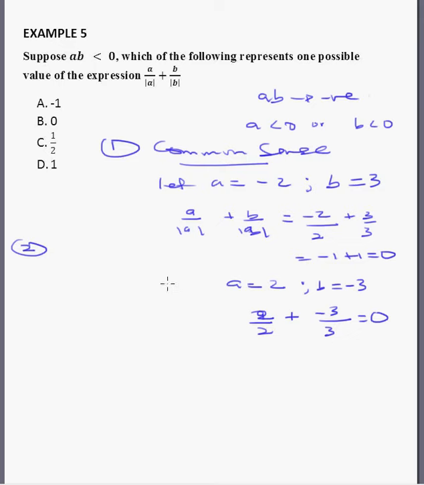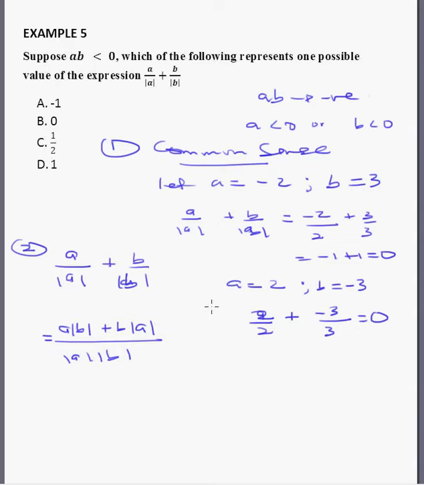Now if you want to go the mathematical way, you can say that, look, I have a over the absolute value of a plus b over the absolute value of b. Take the LCM here, that gives me the absolute value of a times the absolute value of b. And when I cross multiply, I get a times the absolute value of b plus b times the absolute value of a. That is what this becomes.